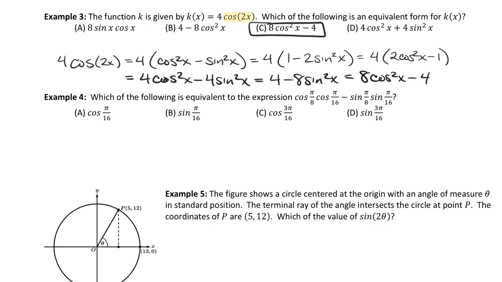Example 4 says, which of the following is equivalent to the expression cosine of 8 pi over 16, cosine of 6 pi over 16, I think I said that wrong, you get it, minus sine of pi over 8, sine of pi over 16. Whoa, okay, that's a lot of things. I noticed that the cosines are together and the sines are together. Look back at the front of your paper. Which formula does that look like? Cosines together, sines together.